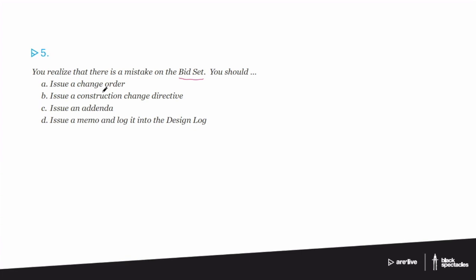Well, what would you be changing if you issued a change order? You would be changing a contract. The change order is a change to the contract. It changes the price or the scope or the schedule of the contract, or two of the three, or all three. Well, if we don't have a contract with a general contractor yet, it can't be A. A is not possible because there's no contract yet. We're still in the bid phase of the process. How about B, issue a construction change directive?